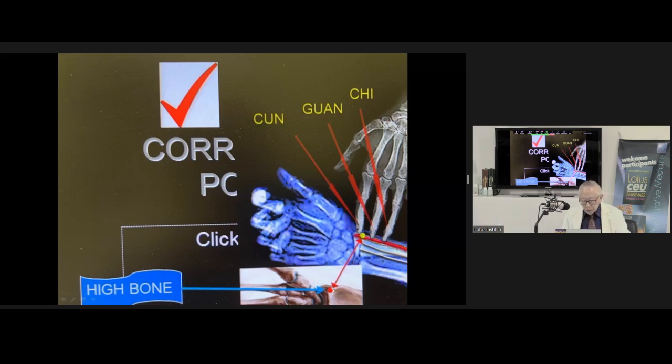So this is the high bone. It's not under your middle finger. It's between the Cun and Guan, the index finger and middle finger.